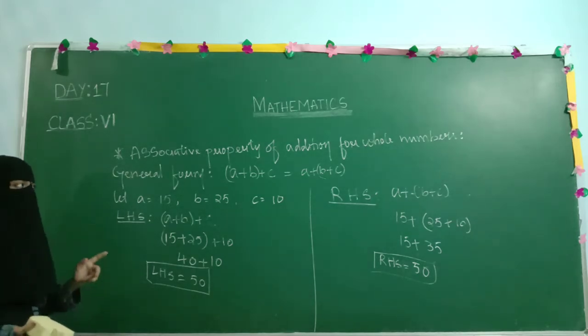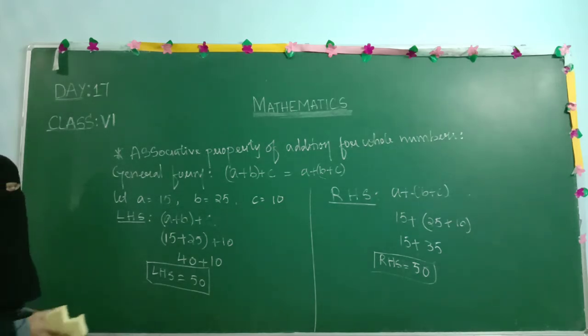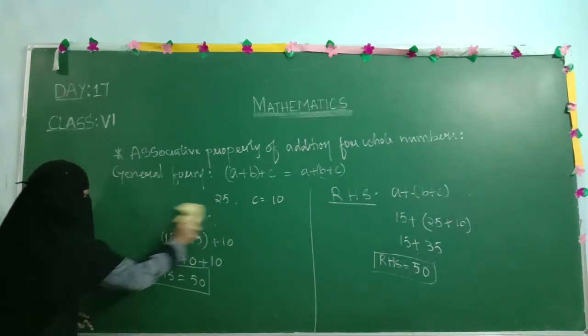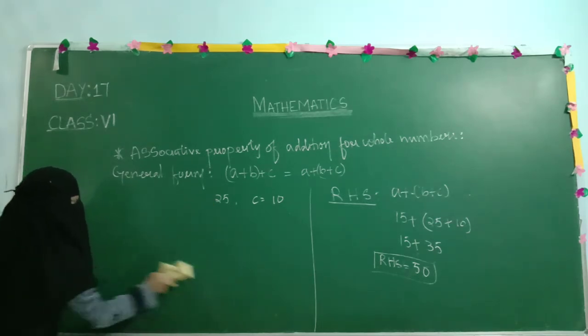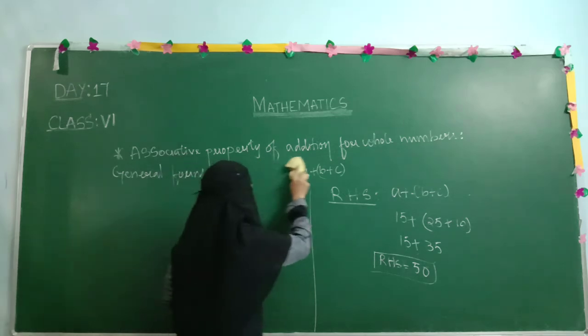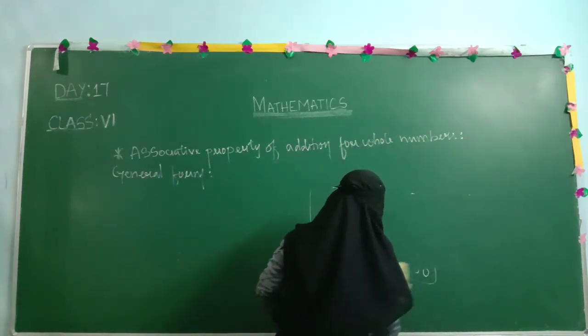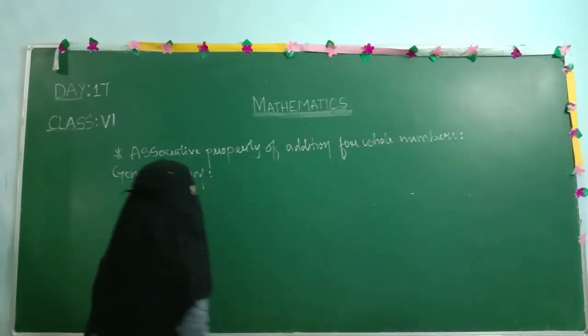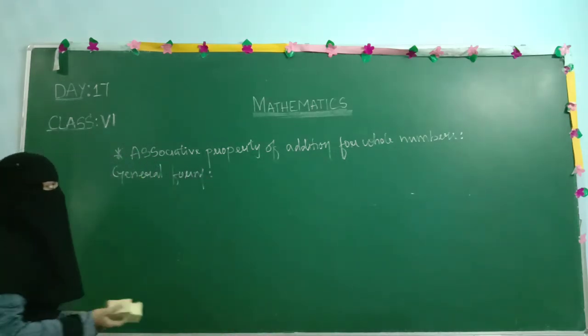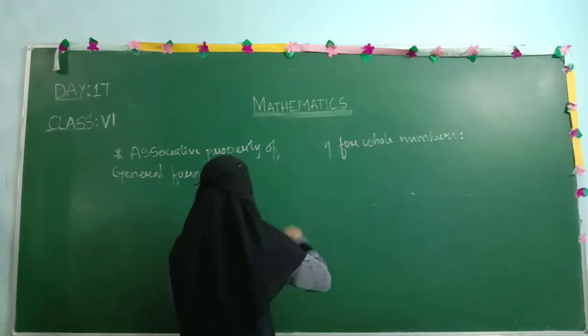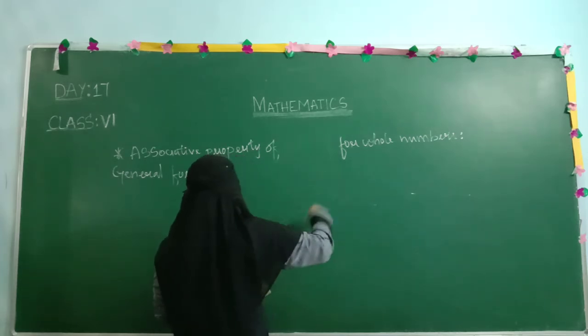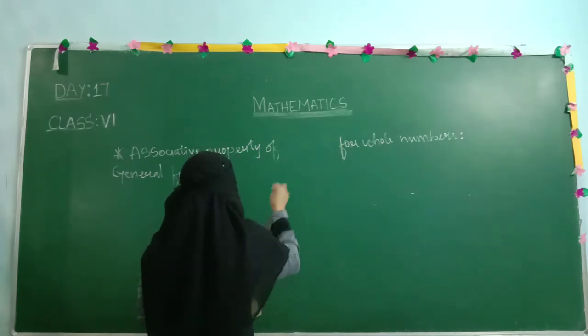So the next one we are going to check is multiplication. Let's see whether the whole numbers are associative or not under multiplication. Associative property of multiplication.